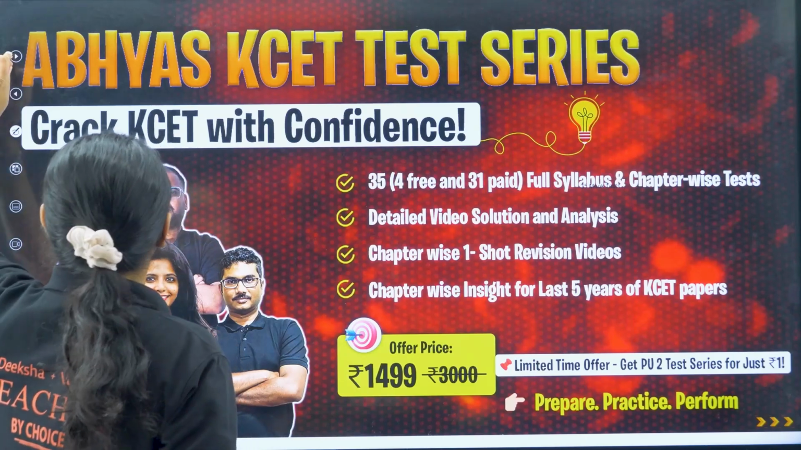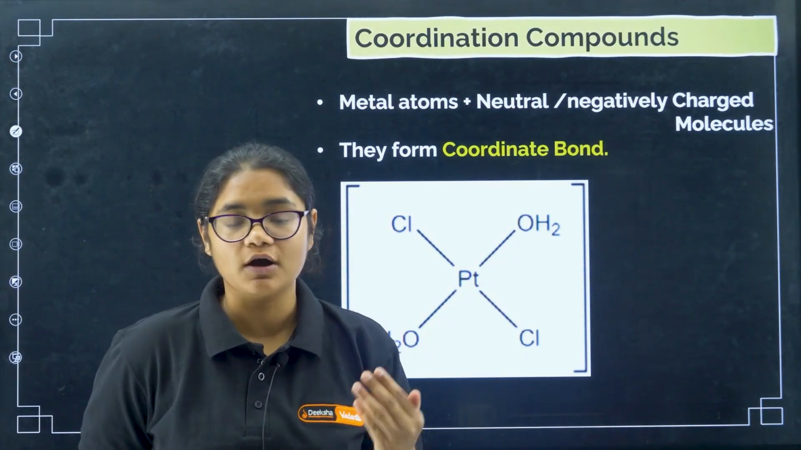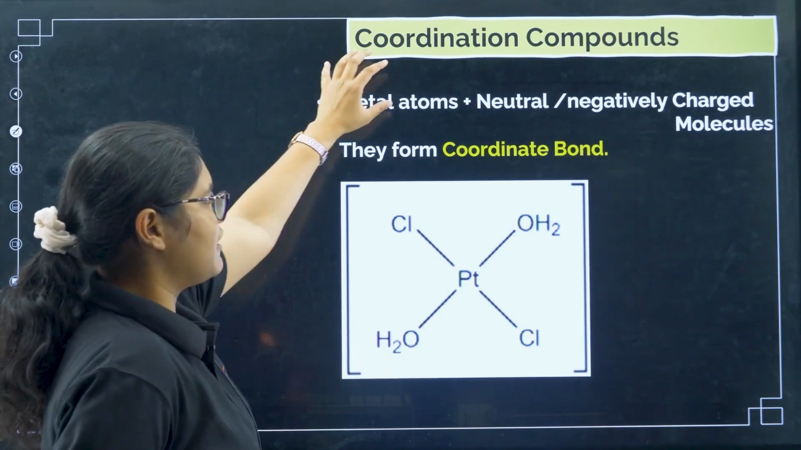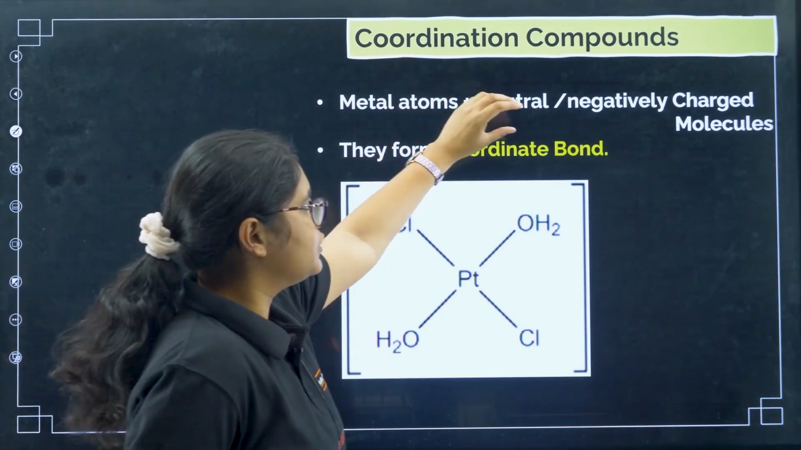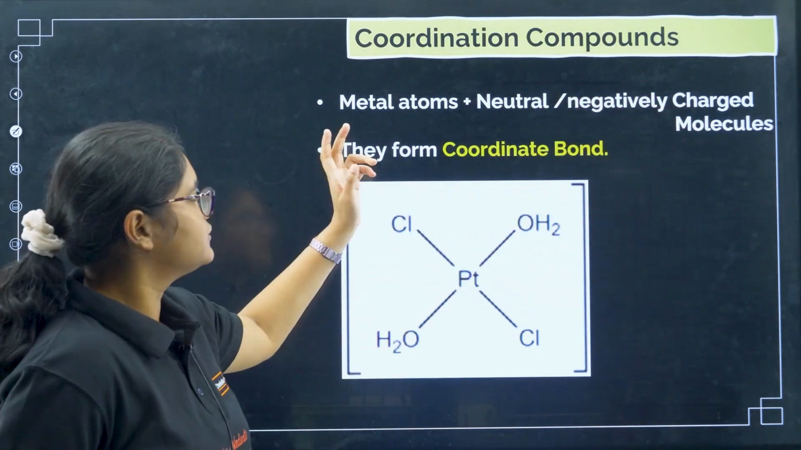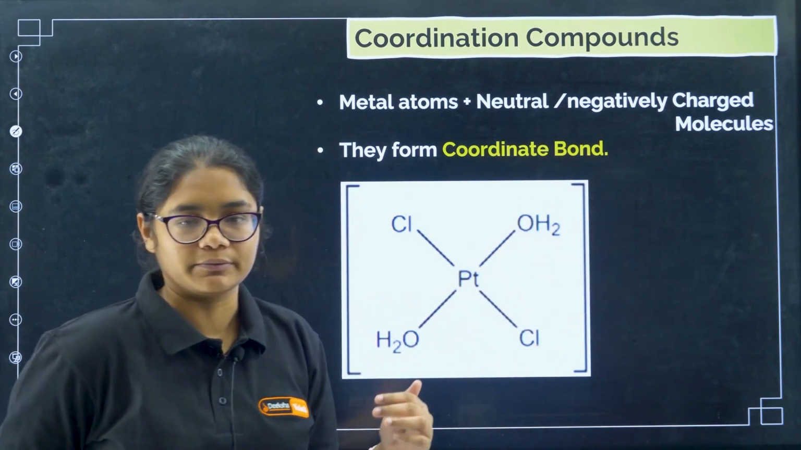Now moving towards our first concept, a brief definition of what a coordination compound is. A coordination compound is something where you have metal atoms and neutral ligands or negatively charged molecules. There is a bond between them. Which type of bond? A coordinate bond is formed between them.